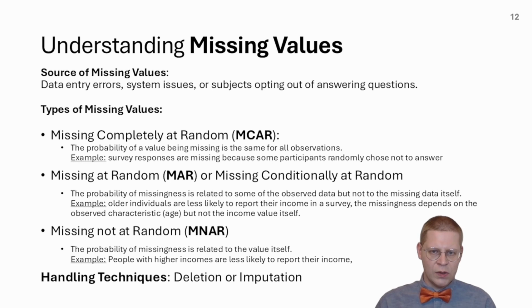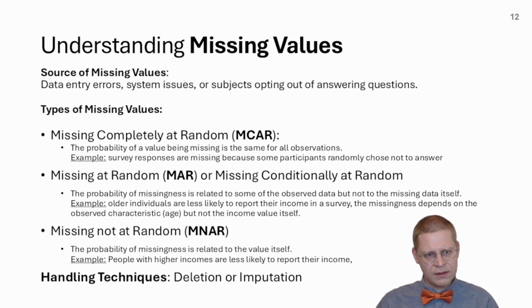For instance, older individuals are less likely to report their income in a survey, and the missingness of the income value in this particular case depends on the observed characteristic, age, but not on the income value itself. And as for missing not at random, people with higher incomes are less likely to report their income, and the probability of missingness for this particular survey will be related to the value of income itself after a certain level of income, of course. That's the idea behind it.